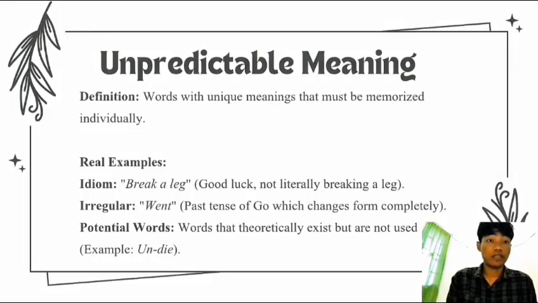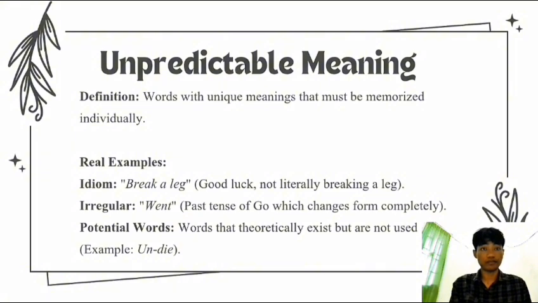I'm here to explain unpredictable meanings. Unlike predictable meanings, where the meaning of a word can be guessed by looking at the arrangement of its morphemes, unpredictable meanings belong to words with unique meanings that must be memorized individually.